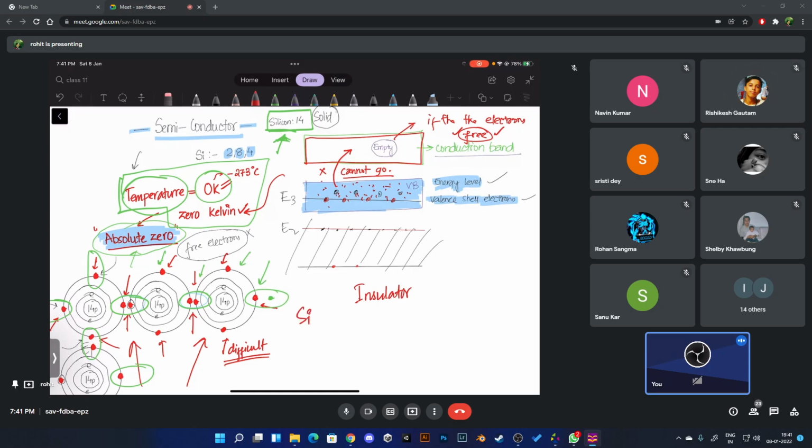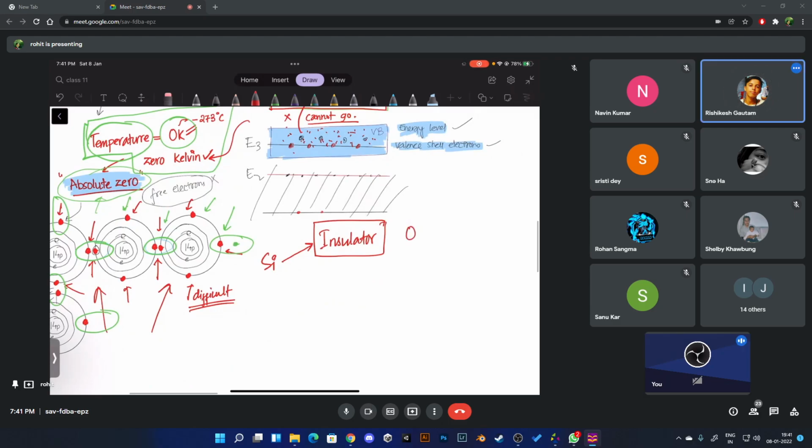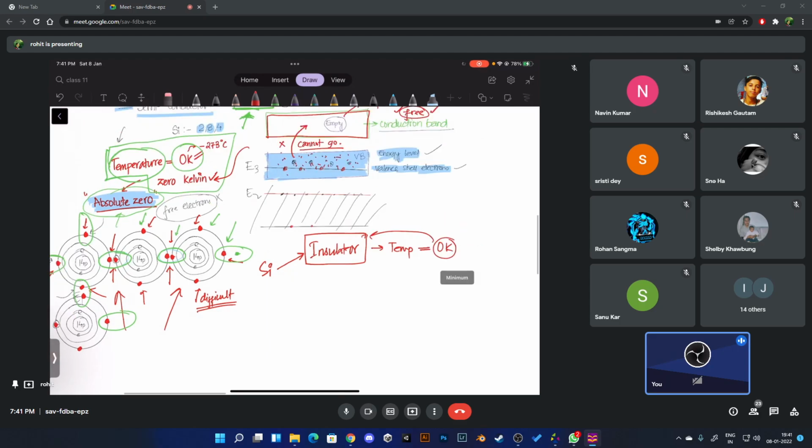Insulator. Silicon is an insulator. Under what condition? Tell me. Under 0 Kelvin. Very good. Under a condition whereby we are mentioning the temperature. Silicon at a temperature of how much? 0 Kelvin. It is an insulator. And you're going to answer something more about it. Tell me why it's an insulator.